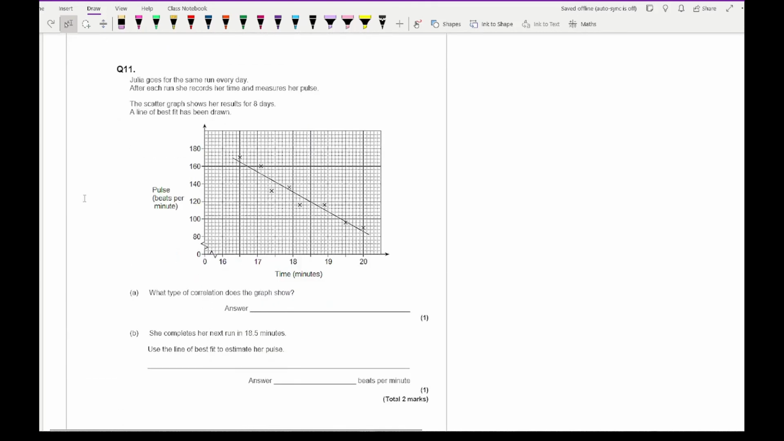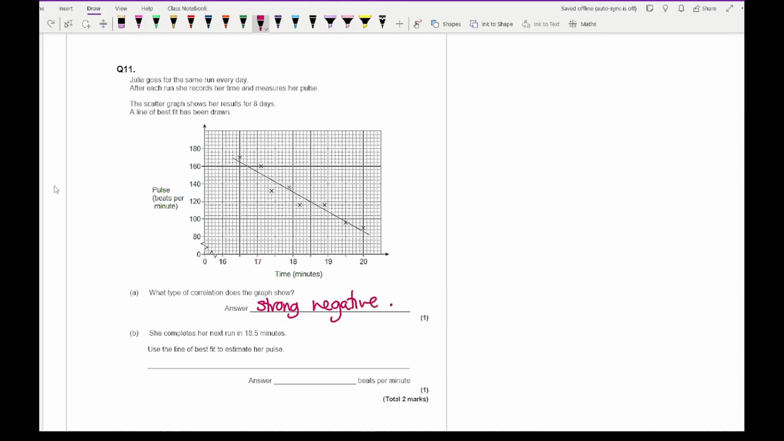Then for question 11, it says that Julia goes for the same run every day. After each run, she records her time and measures her pulse. The scatter graph shows her results for 8 days. A line of best fit has been drawn. The question asks, what type of correlation does this graph show? Because the points are very, very close to the line of best fit, I'm going to go out on a limb and say that this is strong negative.